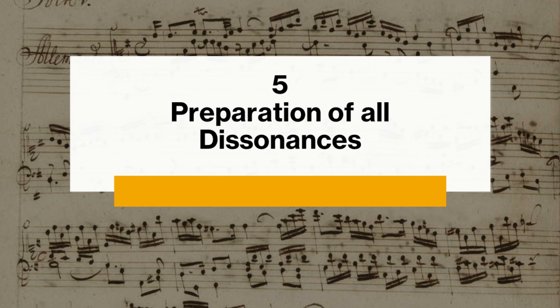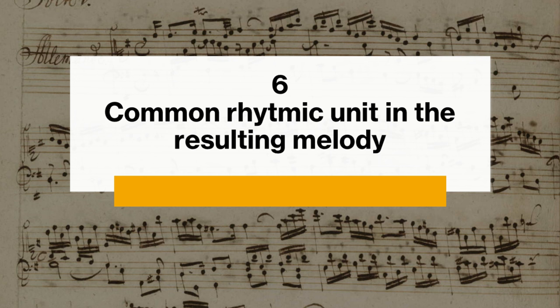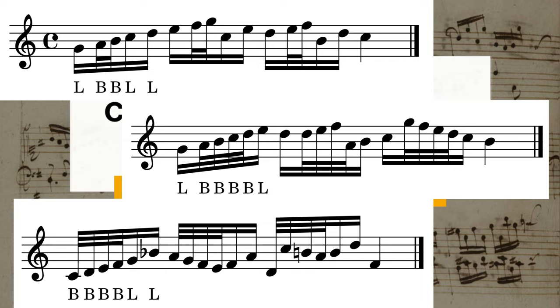6. The resulting melody originating from the harmonic succession and spread through all the voices is good if it is characterized by a specific common rhythmic unit. Different combinations of longa and brevis are possible.